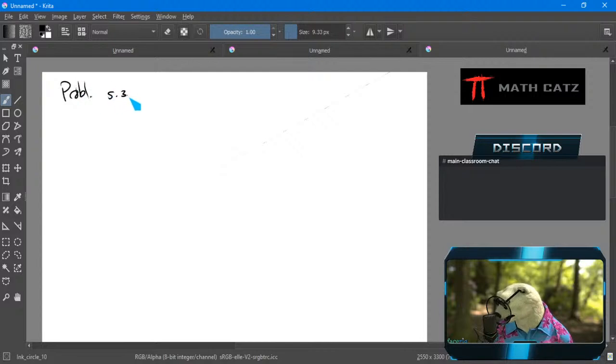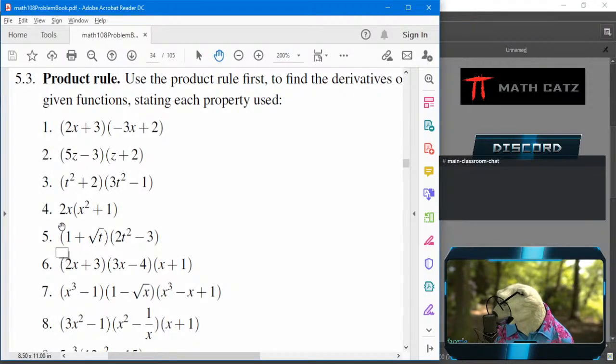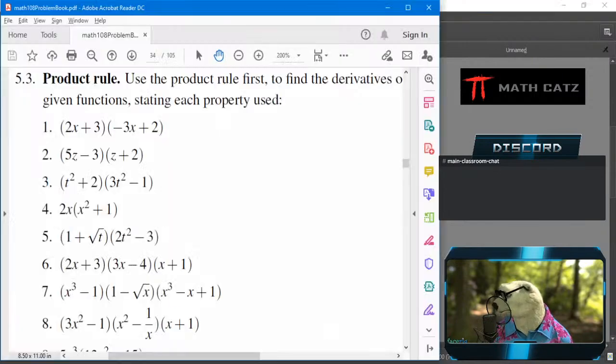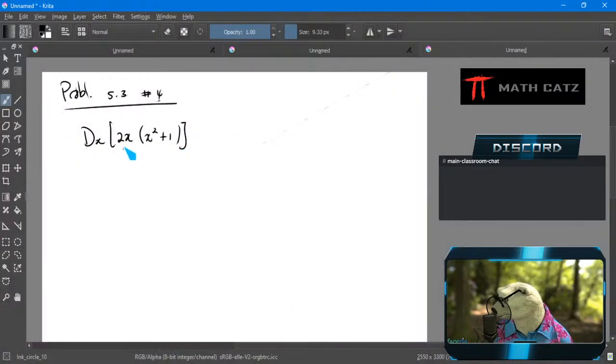Problem 5.3, number 4. Because, and the test question may do this, because it says use the product rule, I have to use the product rule and not multiply it in, simplify it first, and then go to the derivative. It says use the product rule first, which means I have to. So 2x, x squared plus 1. Doesn't have to be complicated to practice. The principles are the same. So now I need to see multiplication with 2 things so that I can use the product rule. I have my first and my second.